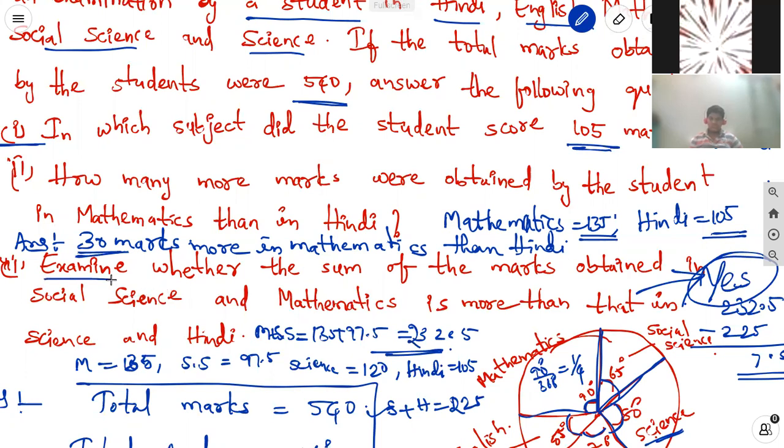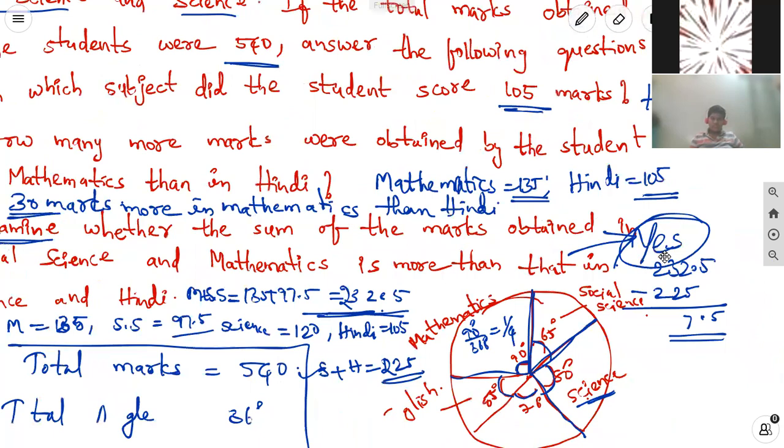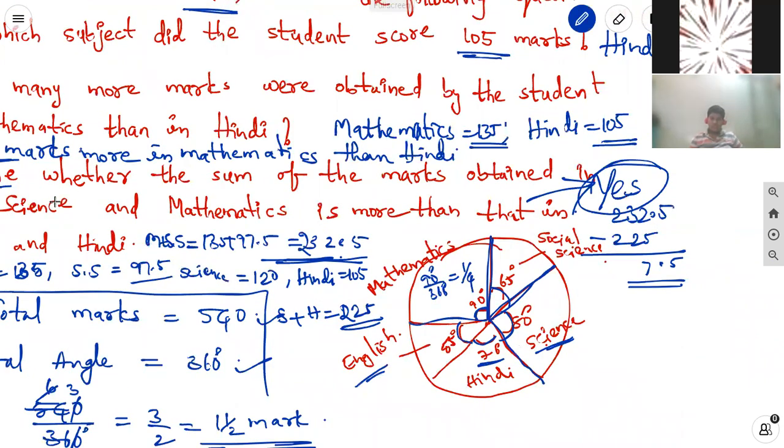Third one is to examine, just to check out. The sum of the marks in science, social science and mathematics is more than in science and Hindi. Exactly. Mathematics is 135, social science is 97.5, the sum is 232.5. Science is 120, Hindi is 105, it is 225. So how much more? 7.5 is more in the sum of social science and mathematics. So it is true. The third one is true. Okay. So fourth problem.